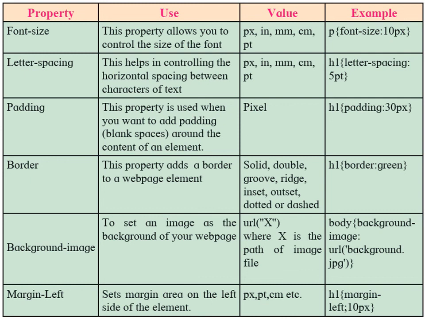And the padding, this property is used when you want to add padding, that means blank spaces around the content of an element. Its value should again be in the form of pixels. The border property adds a border to the web page element: solid, double, groove, ridge, inset, outset, dotted, or dashed. For H1, the border should be green, so if you are setting the border of the H1, you can use this property and set the appropriate values from this.